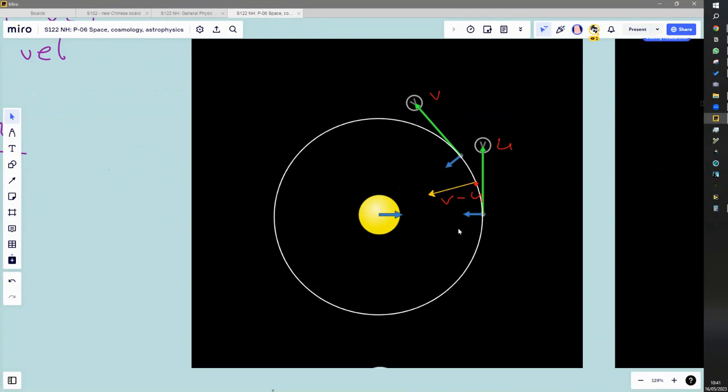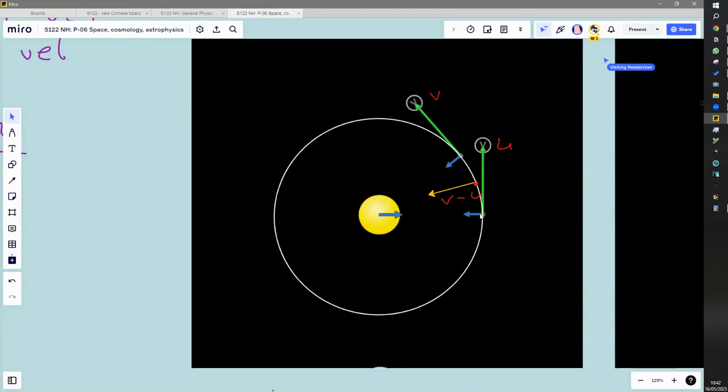We have here a diagram of something orbiting anti-clockwise. It looks like it's the Earth orbiting the Sun. Just to be clear, the blue arrows are the forces, the force due to gravity. Notice, by the way, that they are the same on the Sun as on the Earth.